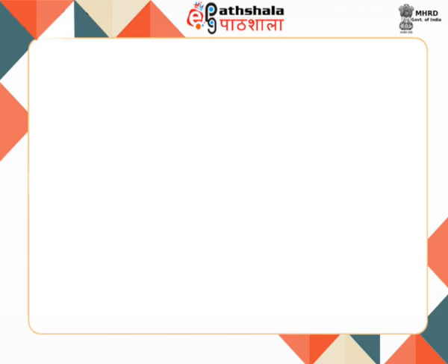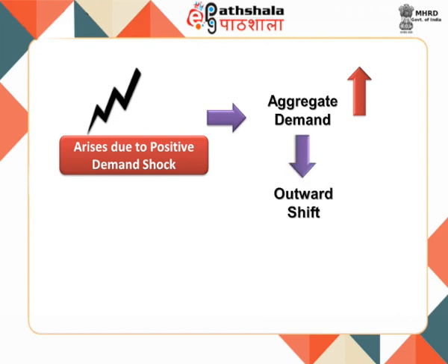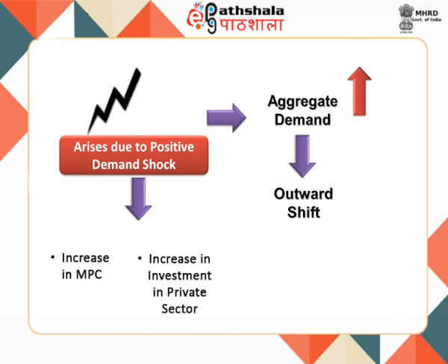The main cause of demand pull inflation is positive demand shock in an economy. Positive demand shock increases the aggregate demand of an economy. Due to increase in aggregate demand, there is outward shift in the aggregate demand curve of an economy. The positive demand shock is created due to increase in marginal propensity to consume, increase in investments by the private sector, fiscal policies, and lax monetary policies.